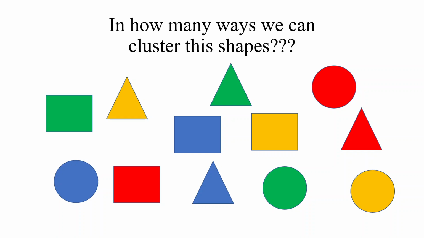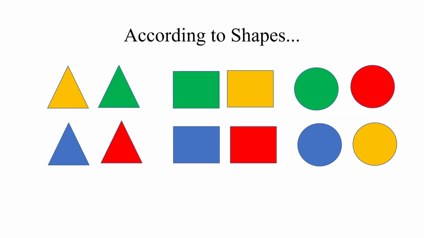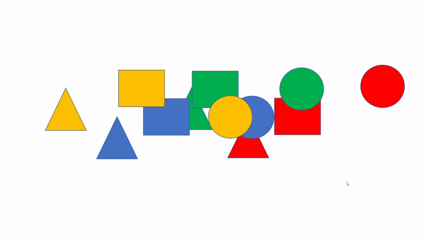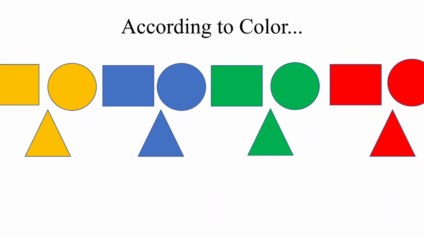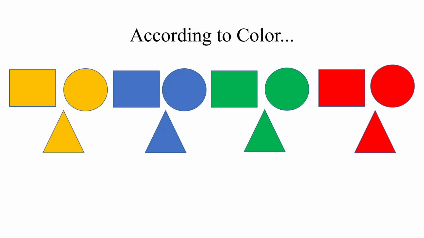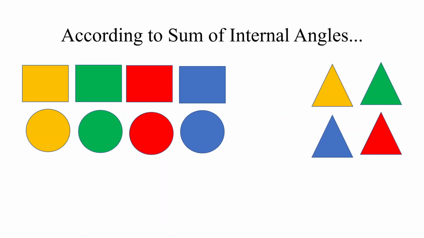Now we'll understand the concept of cluster analysis with these shapes given on the screen. In how many ways can we cluster these shapes? One, on the basis of shape. Second, on the basis of color. So you can see, according to the shape, what name will we give to the first cluster? These are triangles. These are squares or rectangles, and these are circles. On the basis of color. On the basis of sum of internal angles.